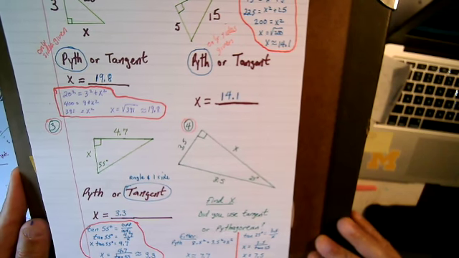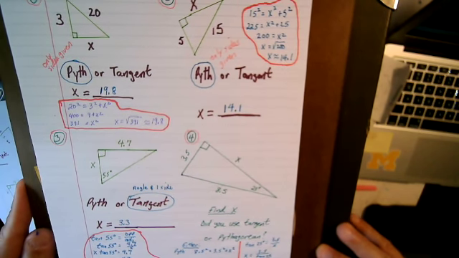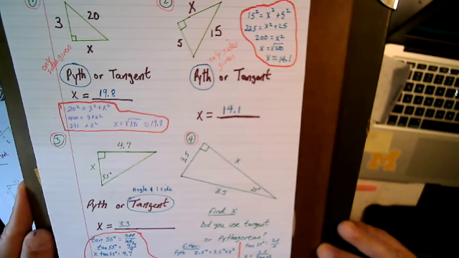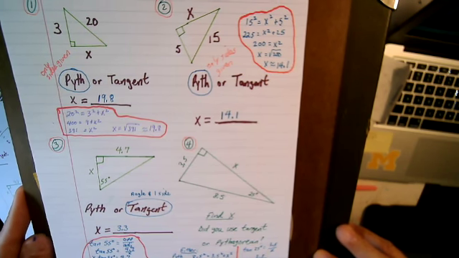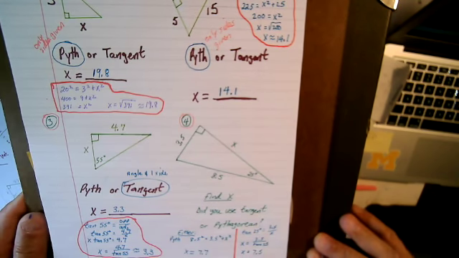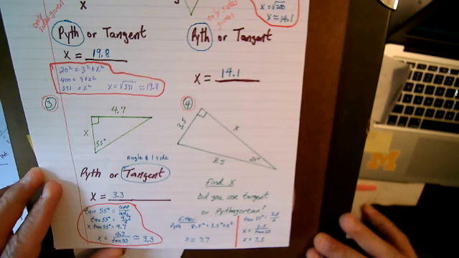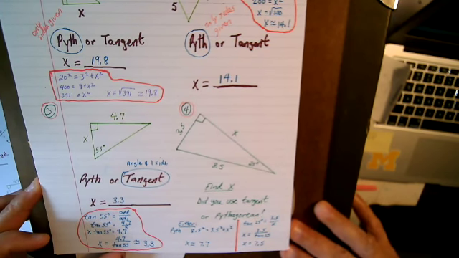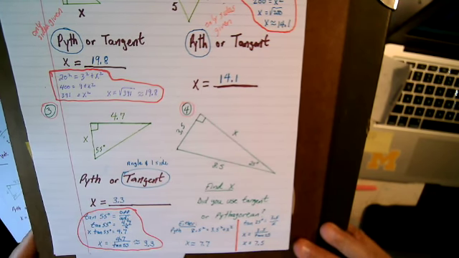Notice on problem number 1, it's Pythagorean. I'm given only 2 sides, and I find the answer is about 19.8. Number 2 is like that. Number 3 is obviously a tangent problem. Here I'm given an angle measurement and one side.